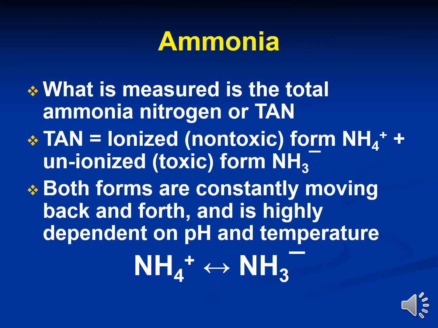The test methods available measure the total ammonia nitrogen, often abbreviated as TAN. TAN consists of two forms, an ionized form, NH4, which is not toxic to fish, and an unionized form, NH3, which is toxic to fish. How much is in one form or another is dependent on temperature and pH. The higher the temperature and/or pH is, the more toxic ammonia will be present.